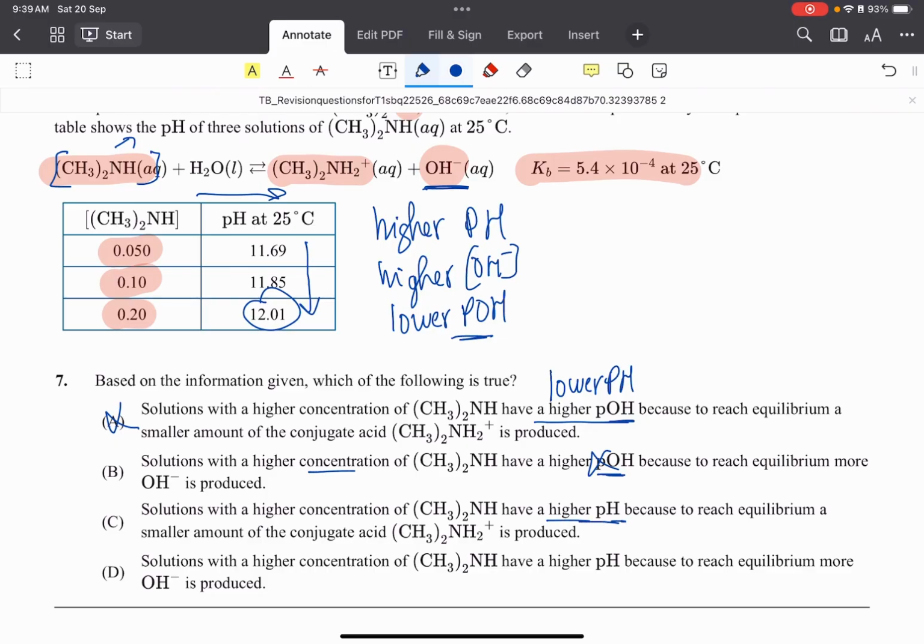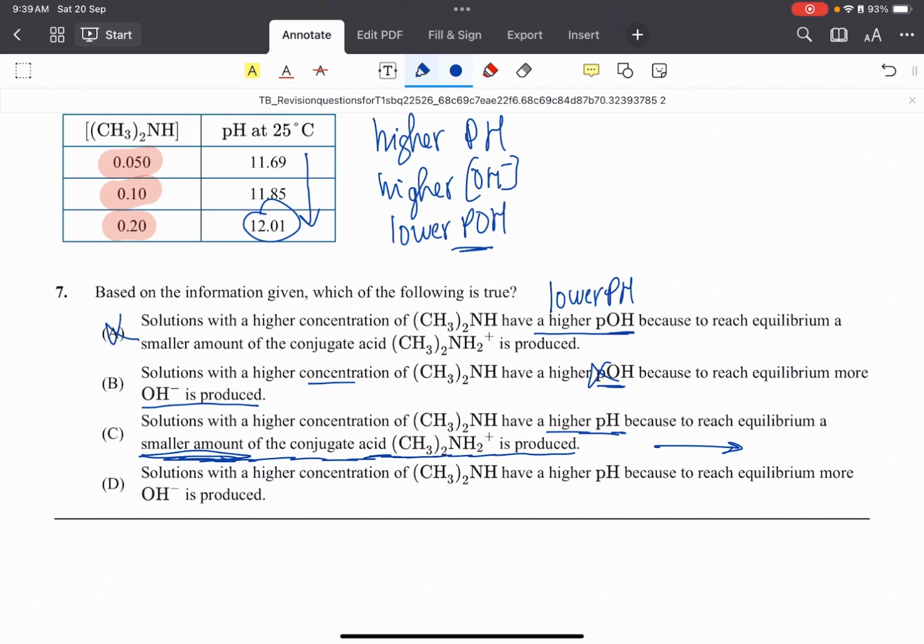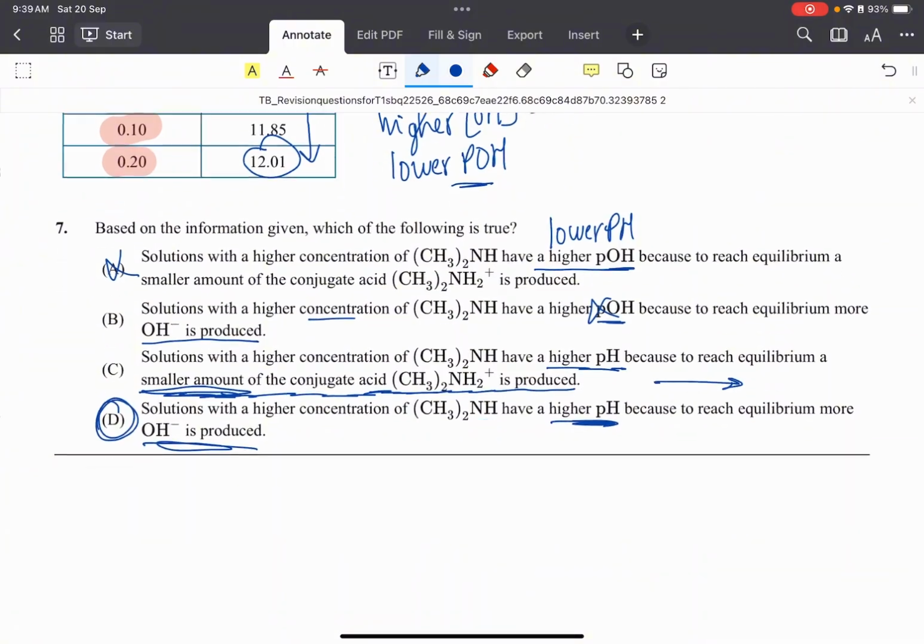Okay, I'm gonna continue. Because to reach equilibrium, a smaller amount of the conjugate acid is produced. A smaller amount. We said that the reaction is going in this way. It's giving me more of this. The solution with a higher concentration will have a higher pH, yes, because to reach equilibrium, more OH minus is produced. Next question.